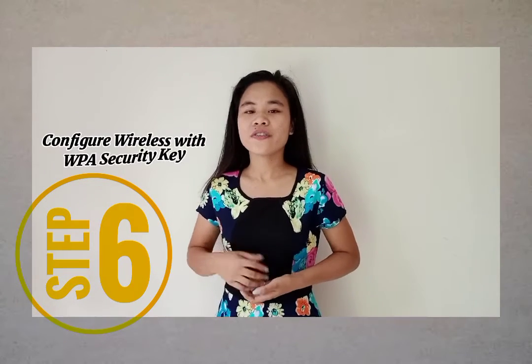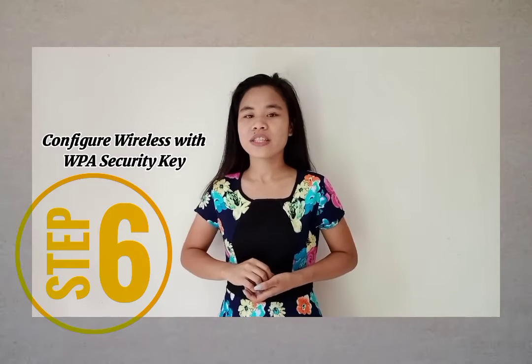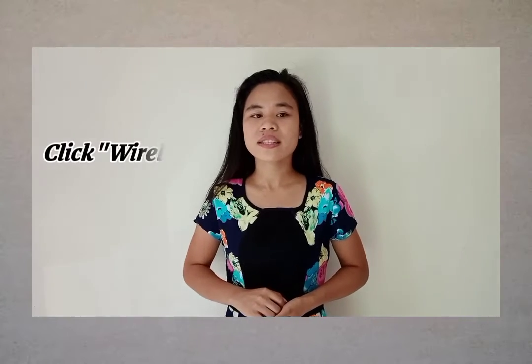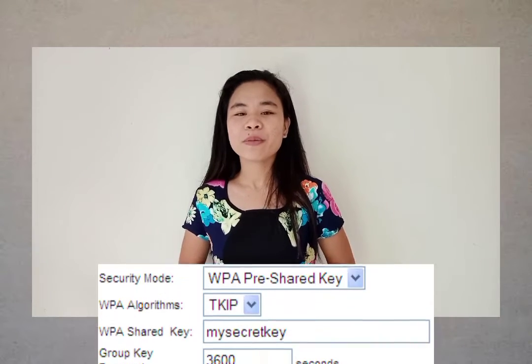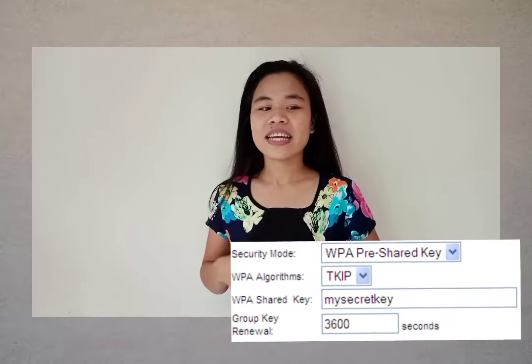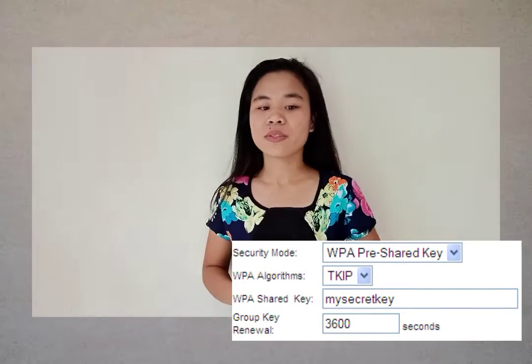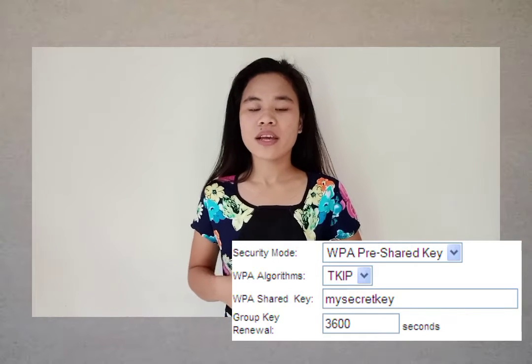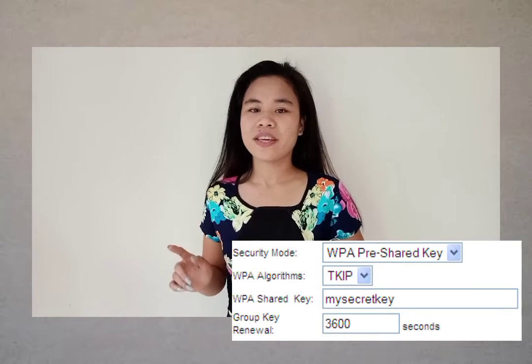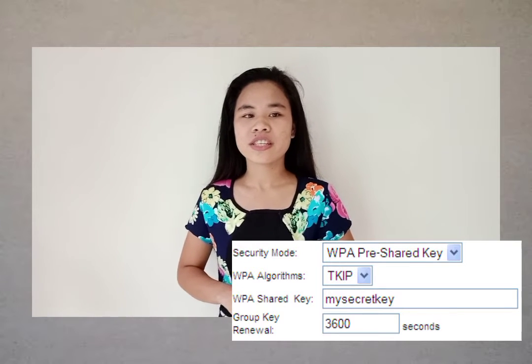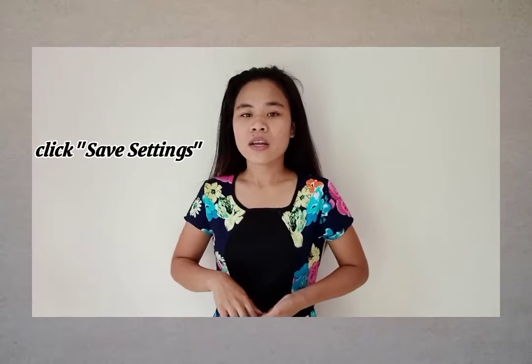Step number 6, configure wireless with WPA security key. To change the security key, you will have to click wireless again and then this time choose wireless security. After that, in the security mode field, click WPA pre-shared key. Then set the WPA algorithm to AES if available. Otherwise, use TKIP. If done, you can now type your desired WPA security key. Then click Save Settings. Close your browser and proceed to step number 7.